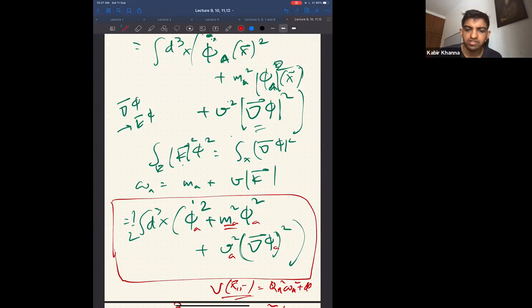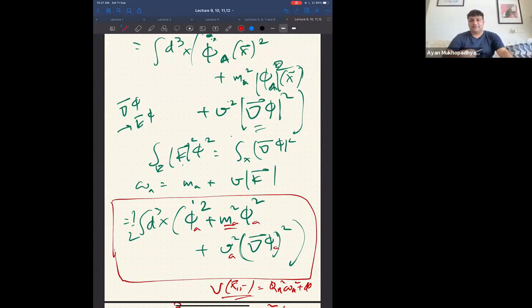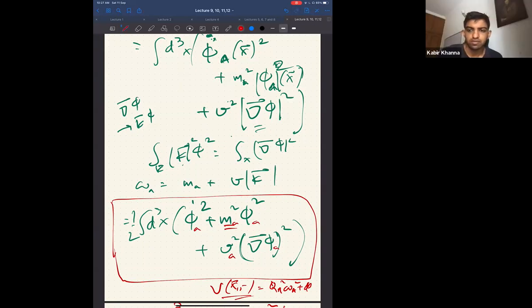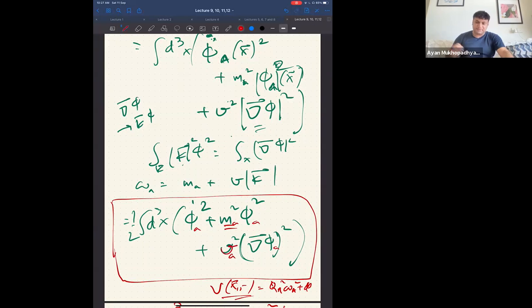Lorentz invariance? For the moment, I'm not assuming Lorentz invariance. For Lorentz invariance, this V has to be equal to the speed of light, but it need not be, for example.